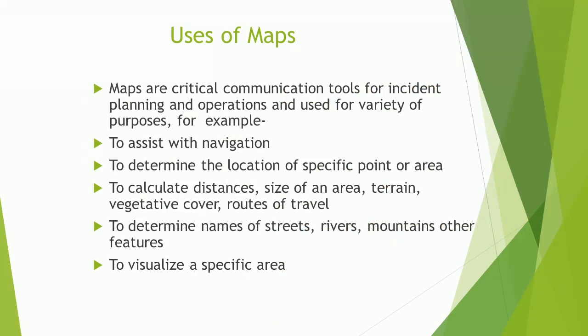Uses of maps. Maps are critical communication tools for incident planning and operations and used for a variety of purposes, for example, to assist with navigation, to determine the location of a specific point or area, to calculate distances, size of an area, terrain, vegetative cover, routes of travel, to determine names of streets, rivers, mountains, other features. To visualize a specific area.